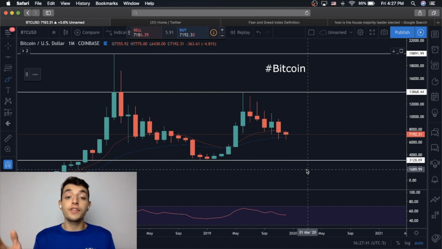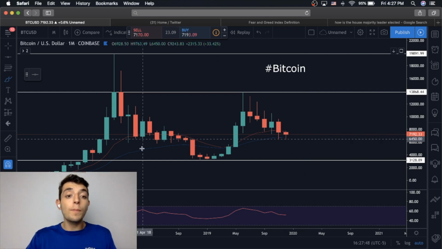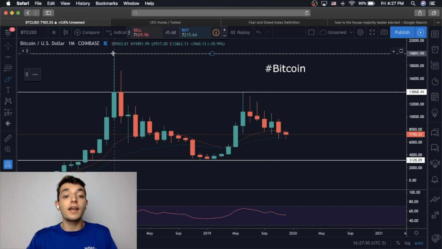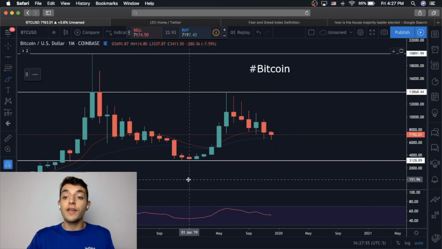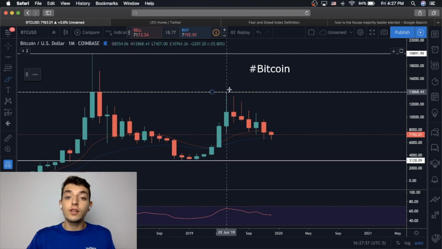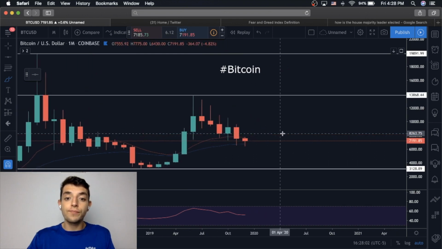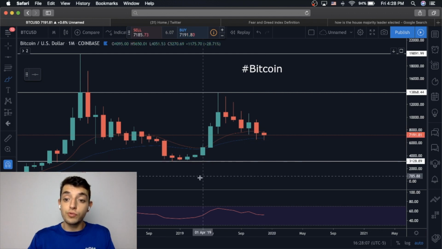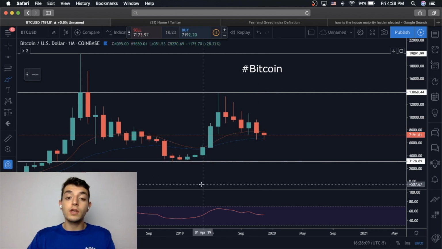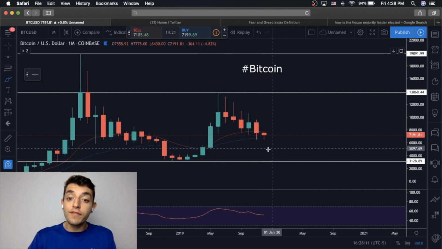Here we have a monthly equilibrium pattern, which is kind of the biggest equilibrium pattern you can have. Basically, we have the all-time high set at 20,000. We have the low set at 3,100. We have a lower high set here at 13,800. And right now, we are looking for this higher low compared to 3,128. So anything above 3,128 is a higher low.